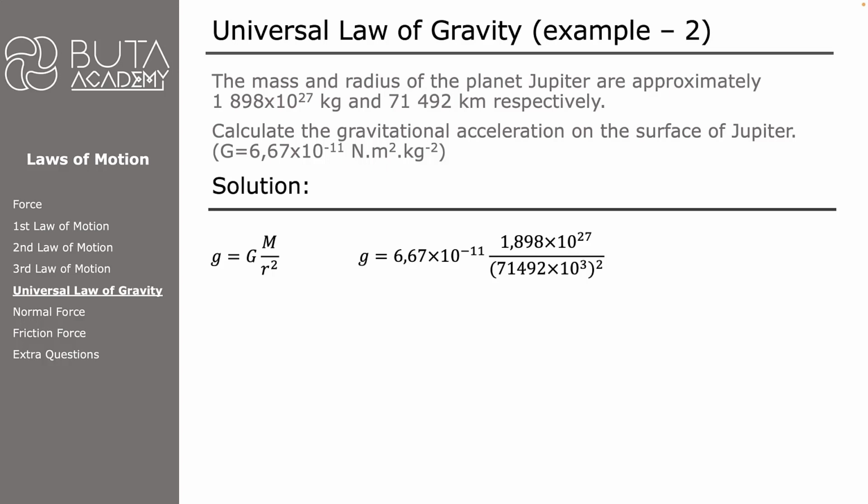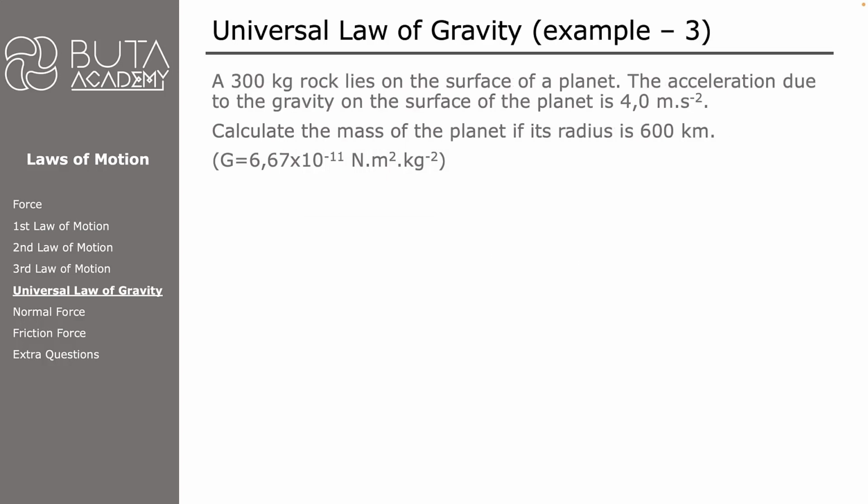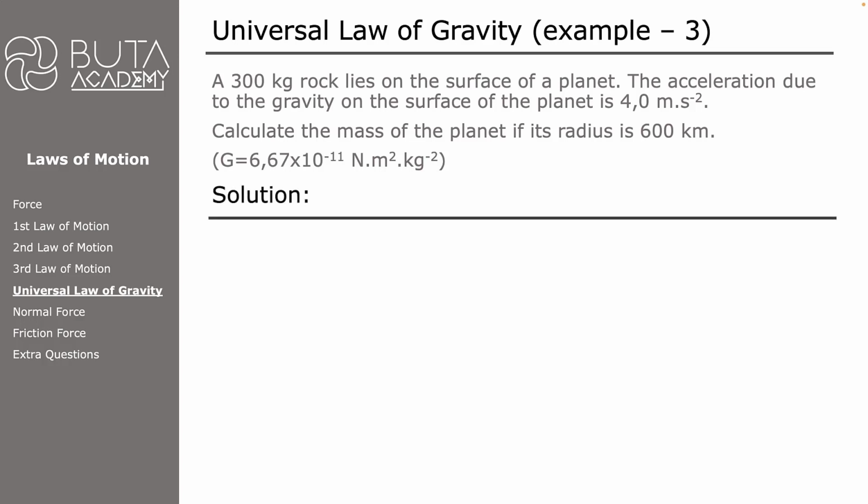Gravitational acceleration on the surface of Jupiter is 24.79 meters per second squared. In the last example of this video, we are going to calculate the mass for a hypothetical planet with gravitational acceleration of 4 meters per second squared. We start the solution by typing the formula for gravitational acceleration, as its value is already given in the question. Value of gravitational acceleration is 4 meters per second squared.